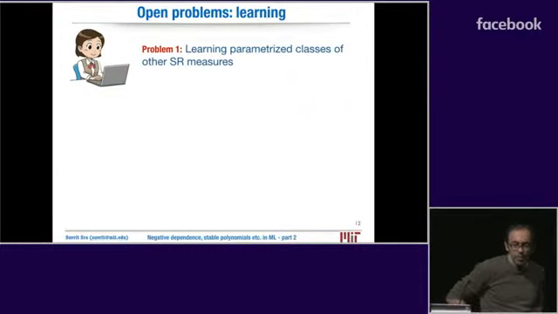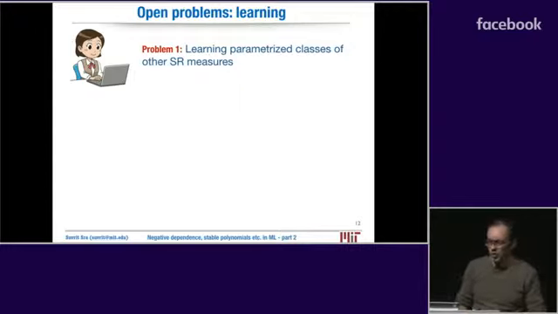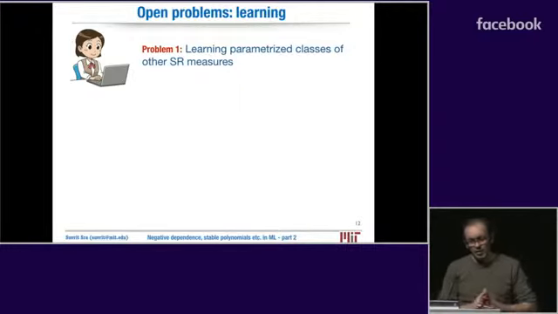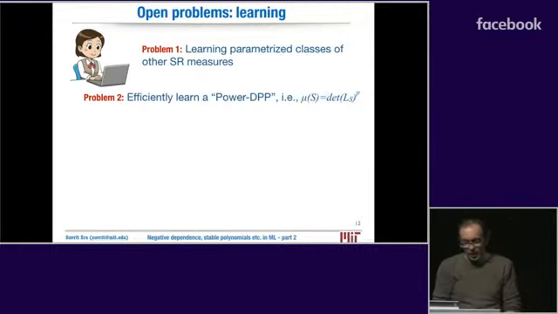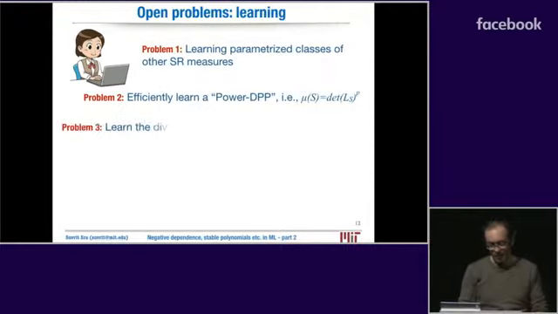Okay, so some open problems for you. Just broad problems, okay? It's not specified super sharply. So one problem is just learning parameterized classes of other SR measures of interest. Efficiently learning this exponentiated or sharper version of power DPP. So algebraically, it still has determinants, but now it has a power. The reason it's hard is we can no longer easily compute its partition function. We can approximate it, but not easily compute it, so the learning task becomes more challenging.